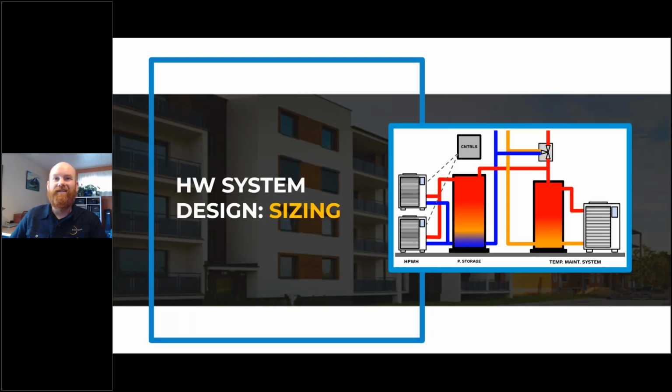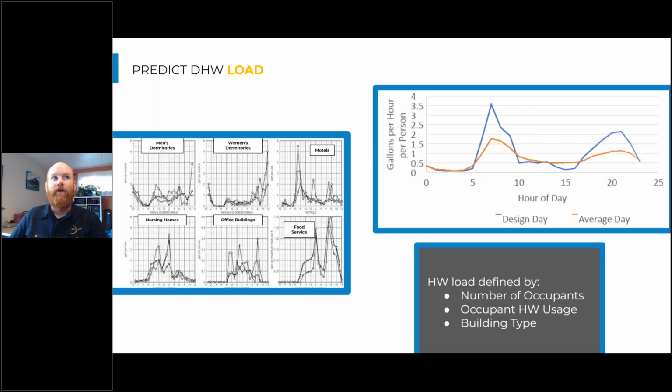So hot water system design, we're looking at sizing first. We need to size for the hot water load. So what defines that hot water load? Well, it's the number of occupants in the building, of course, and how much hot water those occupants use per day. We're going to see a different hot water usage per day if it's a residential building compared to an office. You might only use a few gallons of hot water in an office situation, and you might use closer to 20 gallons in a residential application. And then the last one is the building type, and that really ties back to this load profile that I'm showing here on the screen.